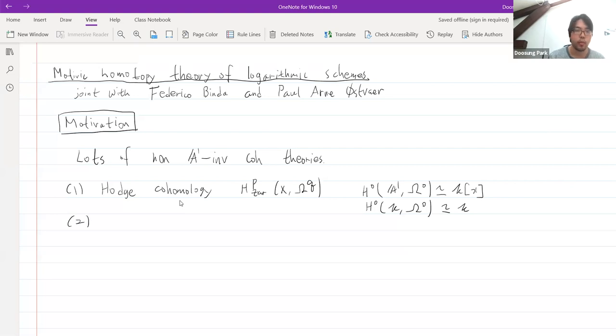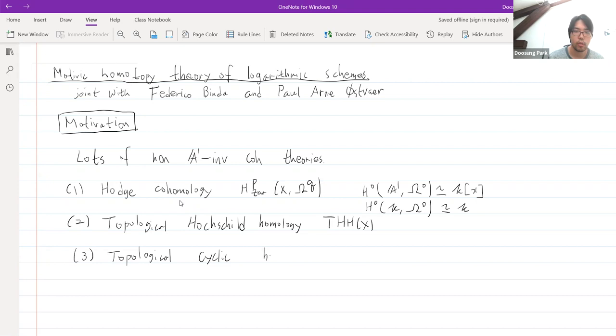And in topological Hochschild homology, this was defined by Bökstedt, and I will review the definition later. And topological cyclic homology, TC.